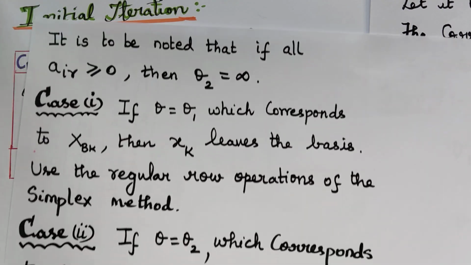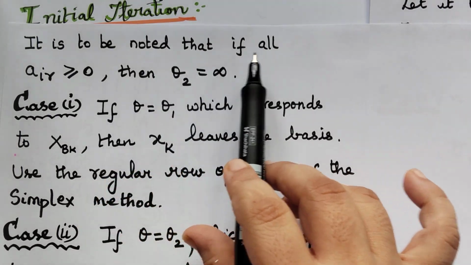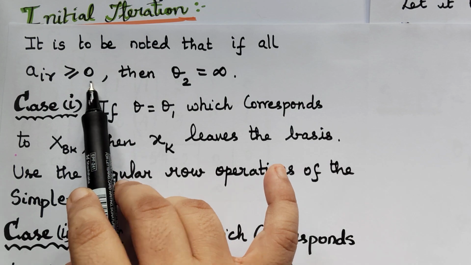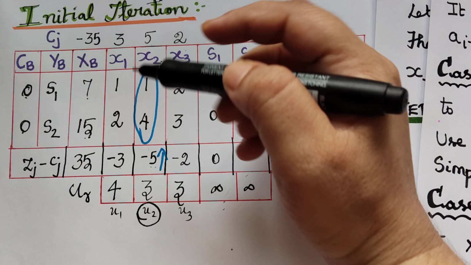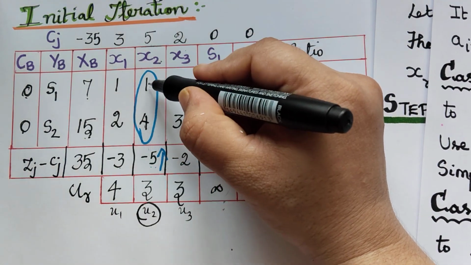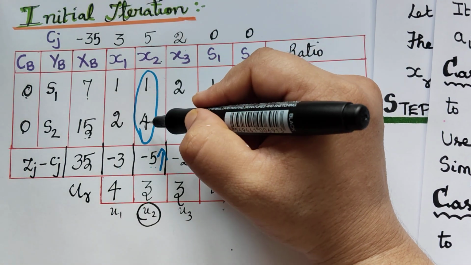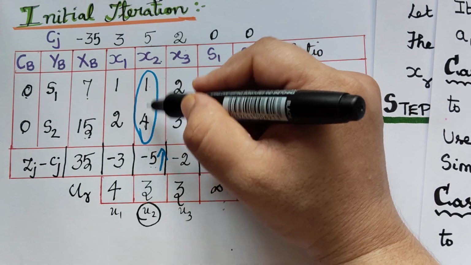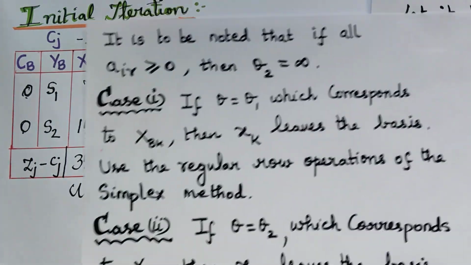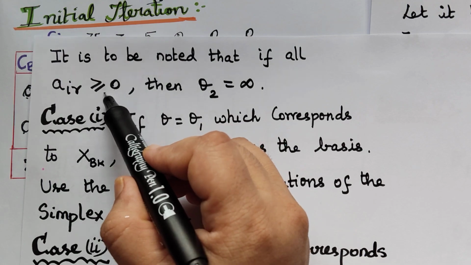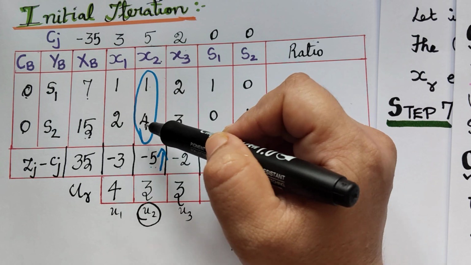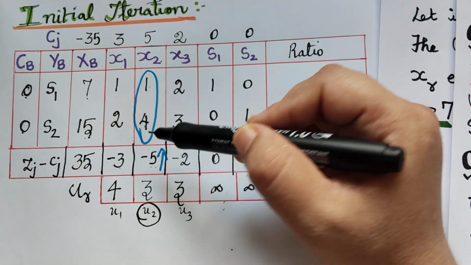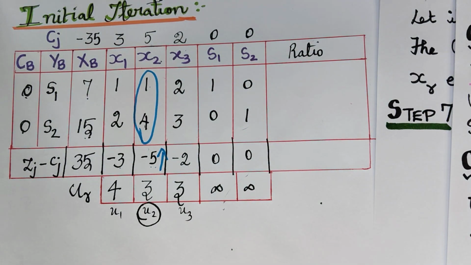And there is a note over here. It is to be noted that if all a_ir is greater than or equal to 0, then theta 2 is equal to infinity. We know these are the values in this column: this is a_1,2 and this is a_2,2. If they are greater than or equal to 0, either 0 or positive, then theta 2 has to be taken as infinity. In our given problem, both the values are positive, and therefore theta 2 for this problem will be infinity only. So let us now continue this problem.